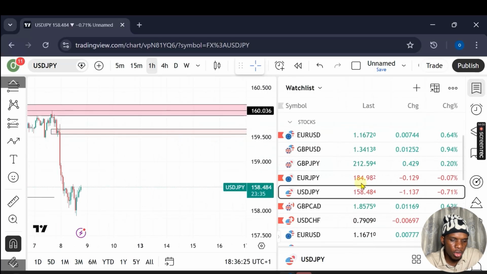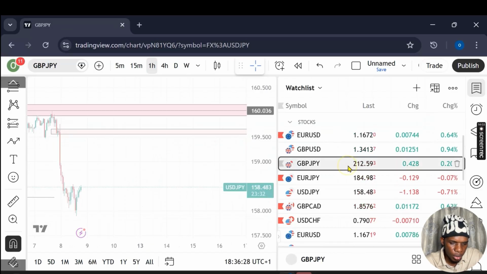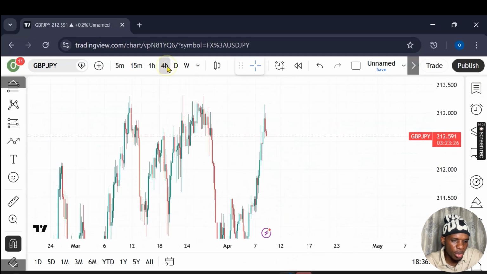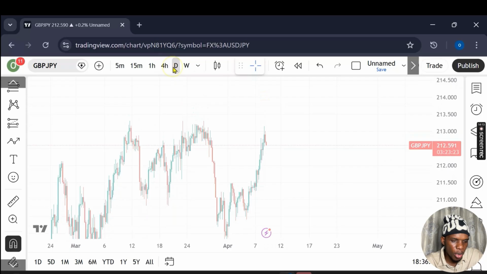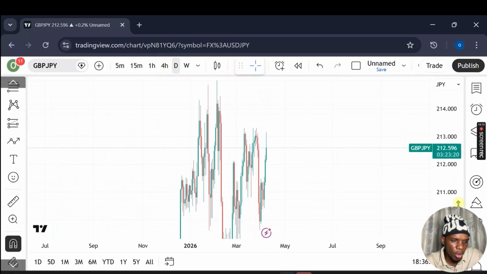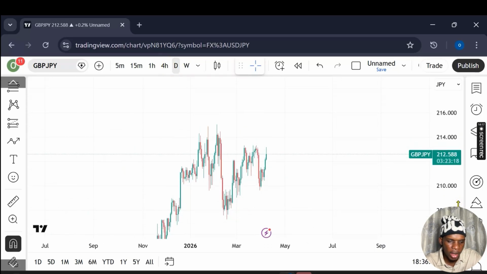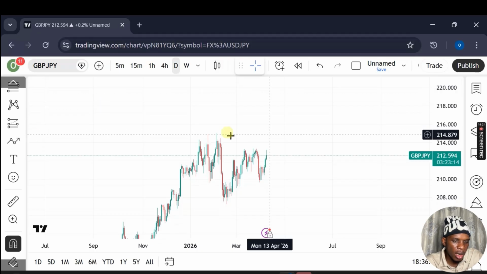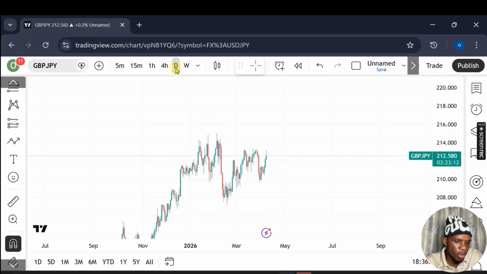Let's head over to GBP JPY. So guys, GBP JPY has been moving funny these days. As you can see, I always start from a higher time frame because I want to see what is going on. All right, so looking at the higher time frame, this is the daily time frame, right?